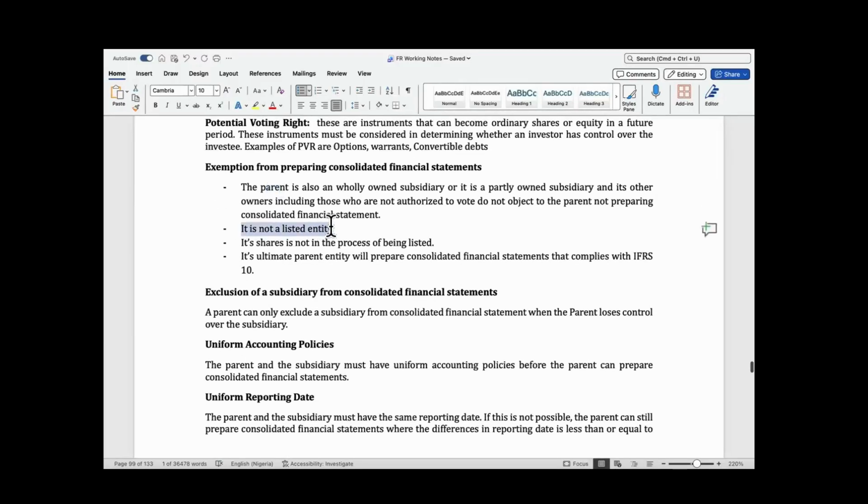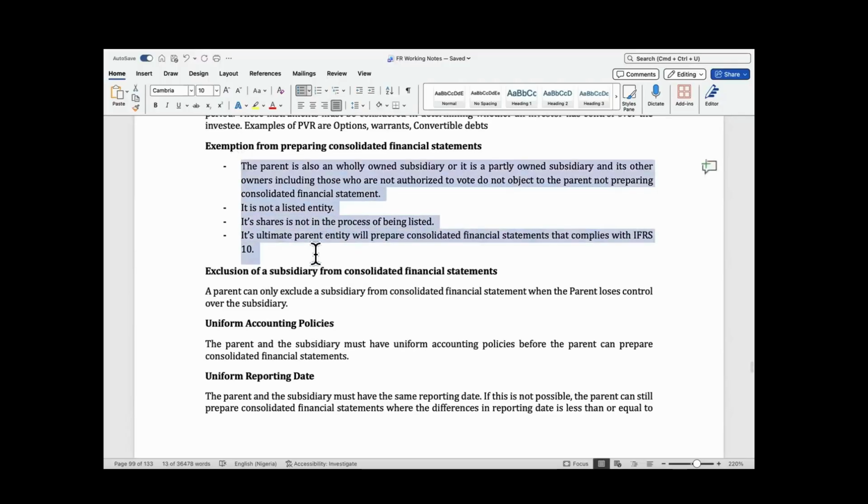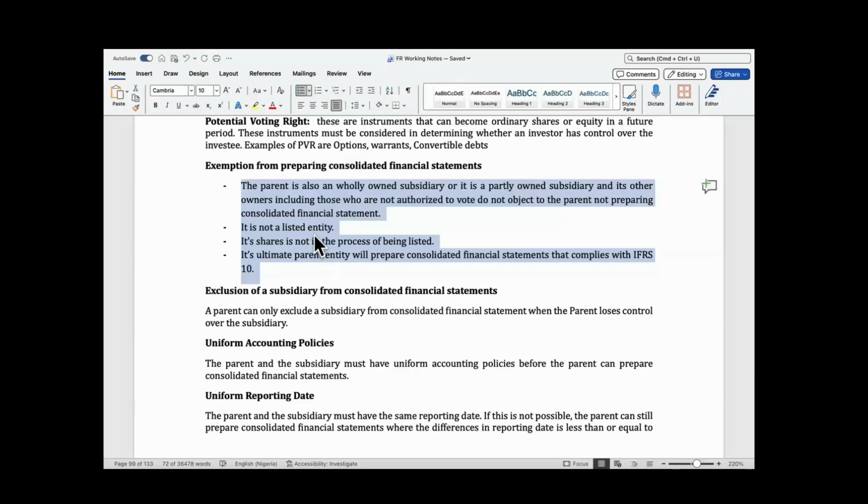Two, if you are not a listed entity, it's not compulsory for you. You are exempted. If you are not in the process of being listed, you are exempted. And of course, like I mentioned, the ultimate parent company prepares consolidated financial statements, so that gives you proper exemption. They can ask this in the exam. We ask you to list some situations where a parent can be exempted from preparing consolidated accounts.